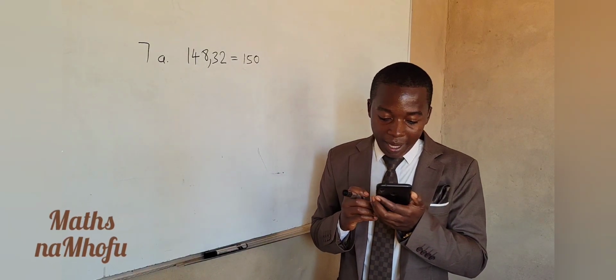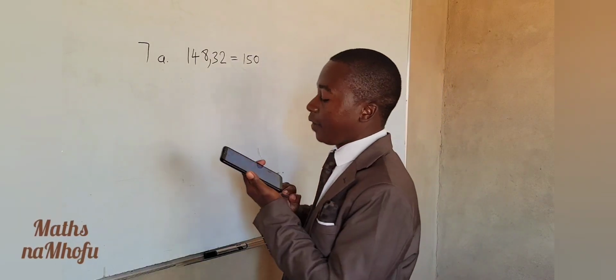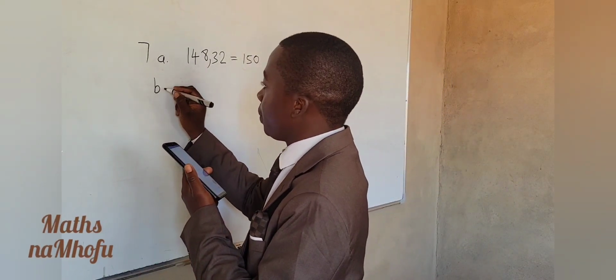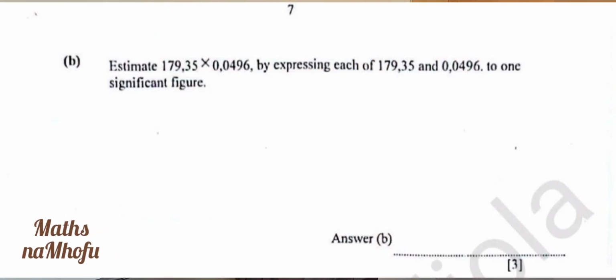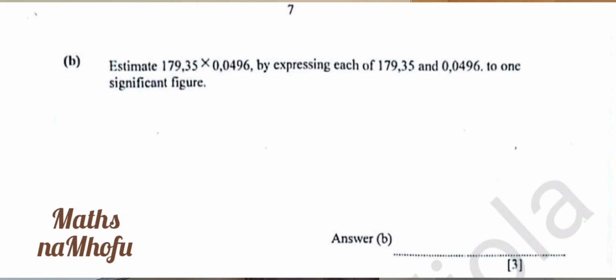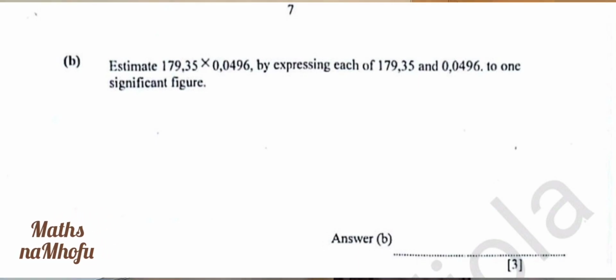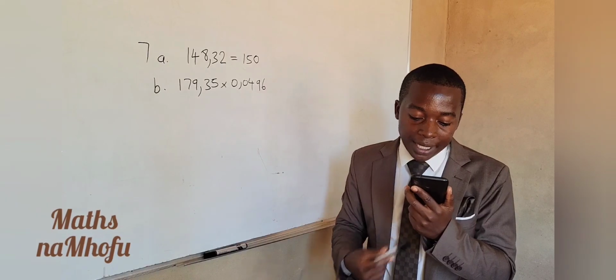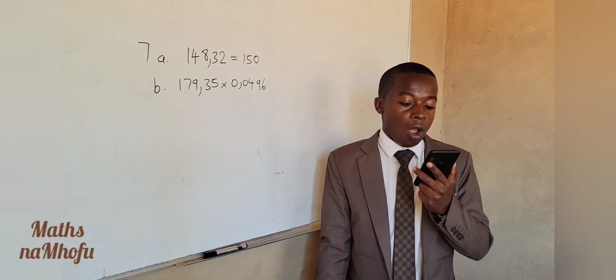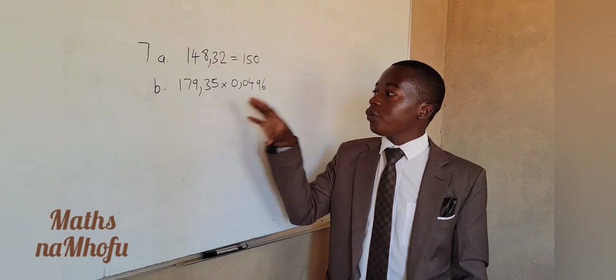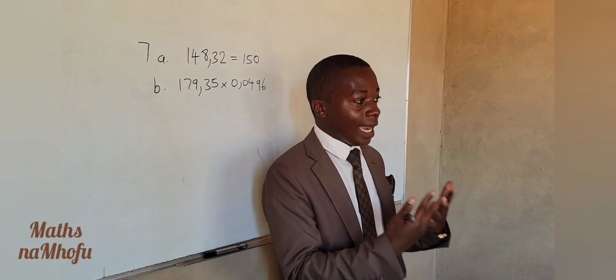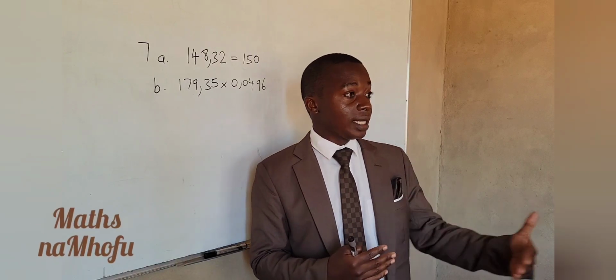Estimate 179,35 times 0,0496. That's a B. Question B on number 7. By expressing each of 179,35 and 0,0496 to one significant figure. Okay, so what you need to do here, the first thing you have to do is round this off to one significant figure. When you're done doing that, then you multiply, because that is what we are told.